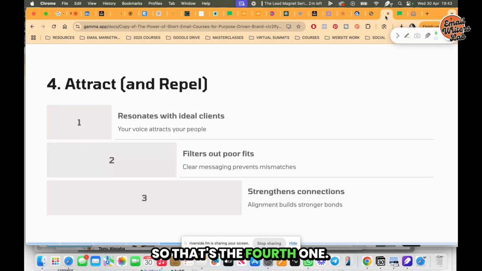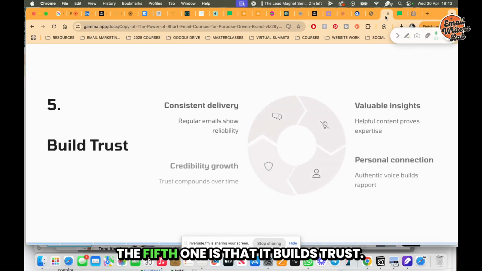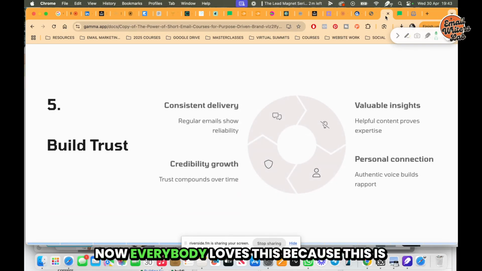So that's the fourth one. And the fifth one is that it builds trust. Now, everybody loves this because this is something that is so difficult to get. It takes time to build trust, to build reputation.